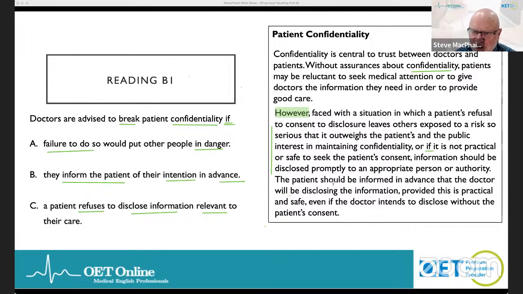So we'll see what's going on in a moment. The patient should be informed in advance that the doctor will be disclosing the information. Oh, there's our "in advance." That was mentioned. Providing this is practical and safe, okay, even if the doctor intends to disclose without the patient's consent. So they are going to disclose without patient's consent, right?